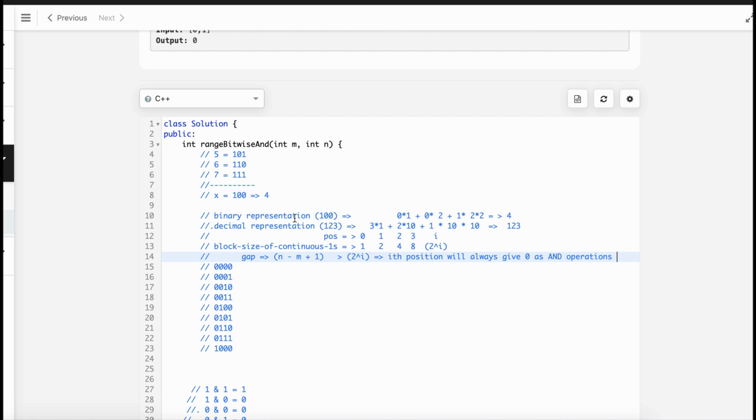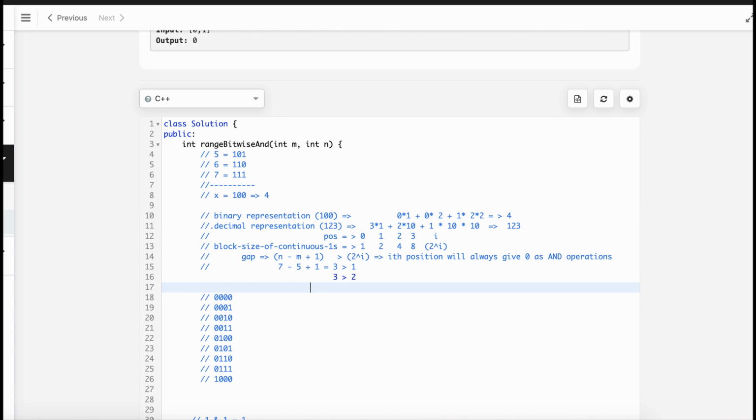Say if we apply this in this example, we can see that the gap here is 7 minus 5 plus 1, which is equal to 3, and 3 is greater than 2 to the power 0, which is 1. 3 is greater than 1, so the first position is giving us 0. And similarly, we see that 3 is also greater than 2 to the power 1, which is 2. So this position is also giving us 0 for sure.